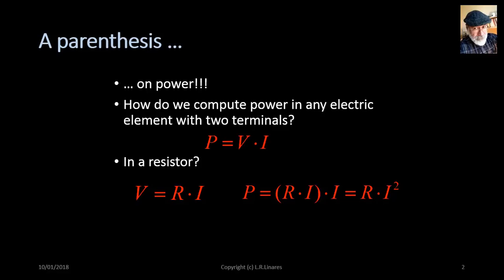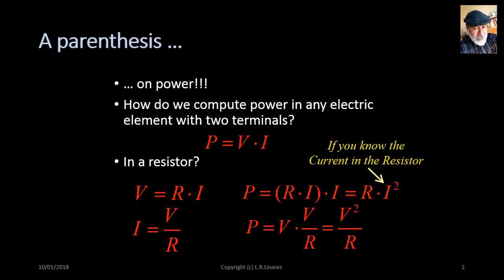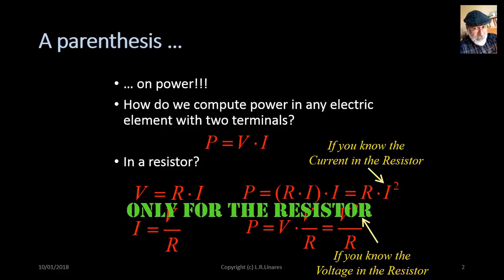Or, alternatively, if we solve from Ohm's law for the current and replace that in the power formula, the power in the resistor can be computed as V squared over R if we know the voltage in the resistor. I insist, if we know the current in the resistor, we can compute RI squared. We can compute V squared over R only if we know the voltage in the resistor. Those formulas work exclusively on the resistor.